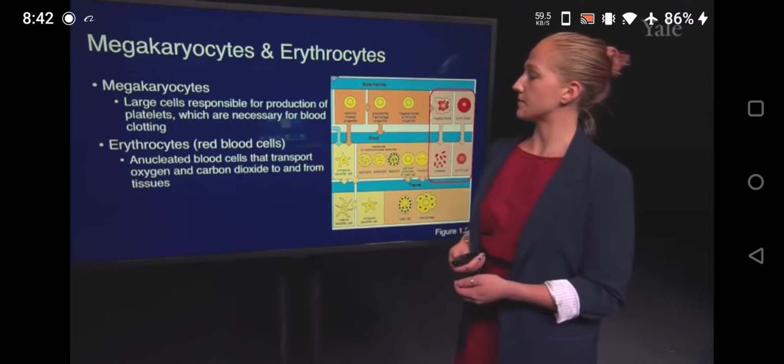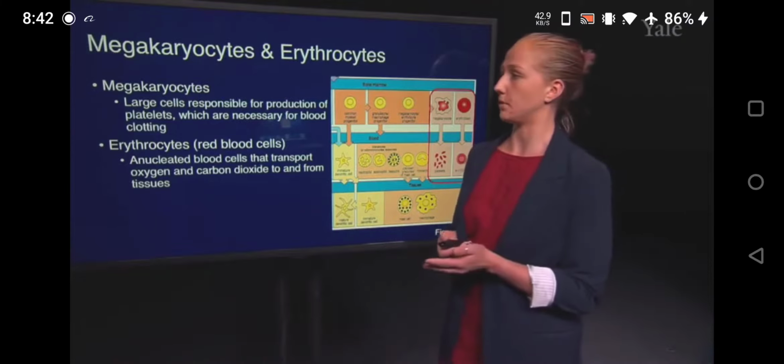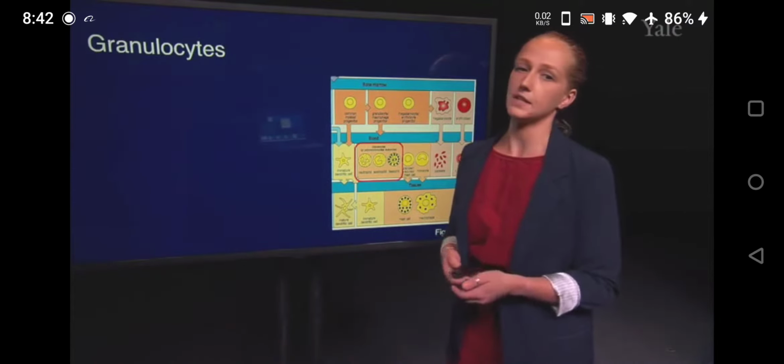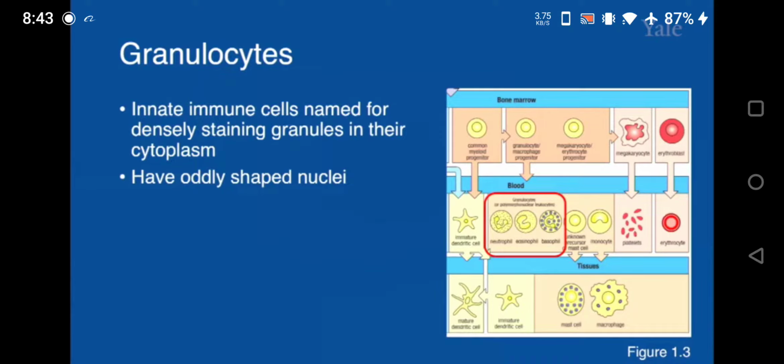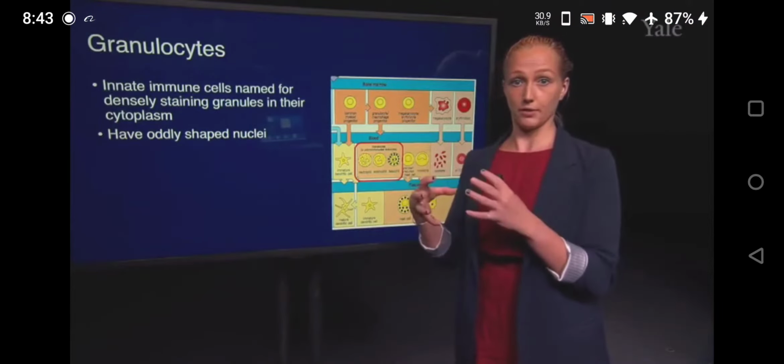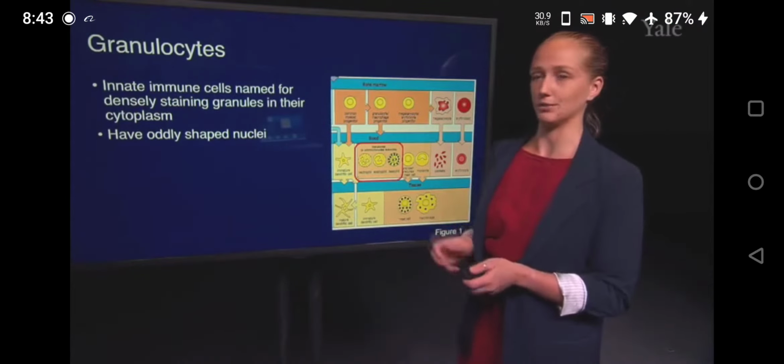As we shift gears into a different portion of the progeny of the common myeloid progenitor cells, these are our granulocytes. So granulocytes in general, which I have outlined here, are innate immune cells named for densely staining granules inside their cytoplasm. You can even see here in their cartoon depictions that they have these little spots within their cytoplasm that represent the granules. These cells also have very oddly shaped nuclei in that they are much elongated and curved relative to the traditional, more spherical nuclei. And again, you can see this graphically represented here.